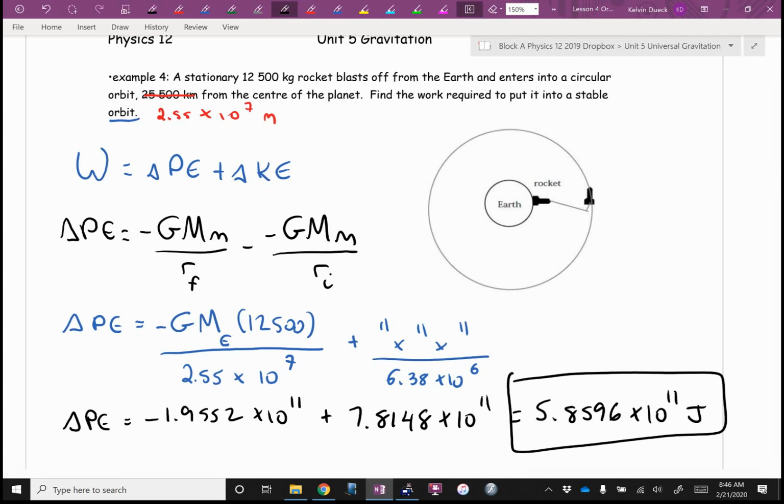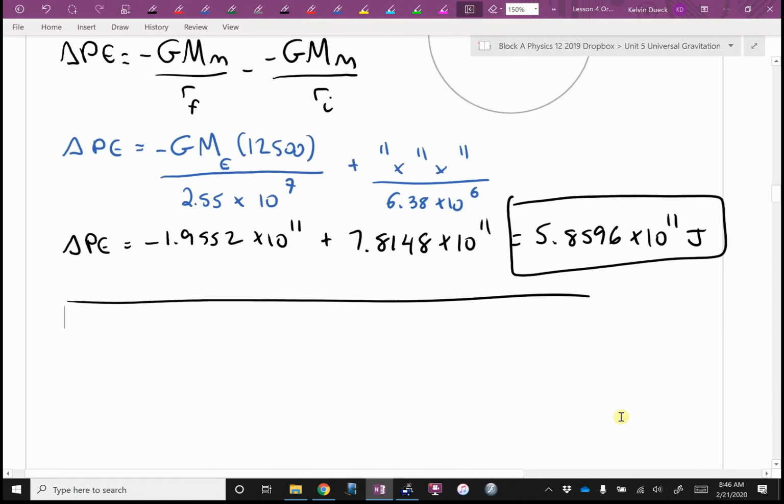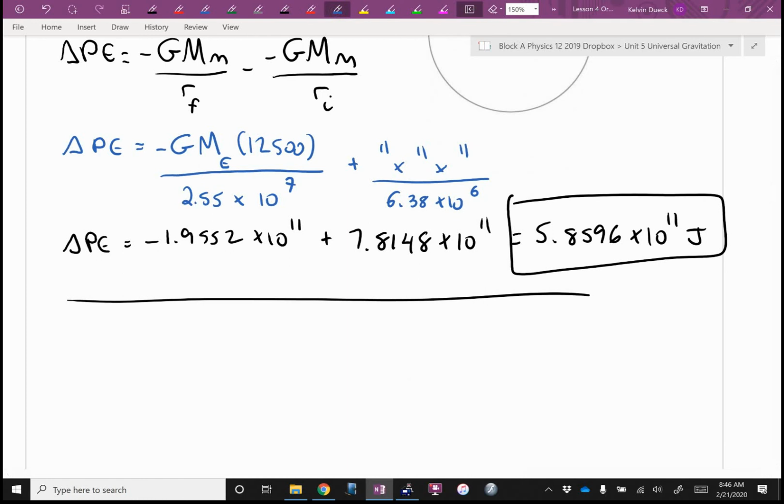Change in kinetic energy. I often just kind of draw a line to let myself find things easier because this is a lot of work. No pun intended. This is just a lot of actual writing work. Ben, what's change in anything? So the change in kinetic is going to be a half mv final squared minus a half mv initial squared.